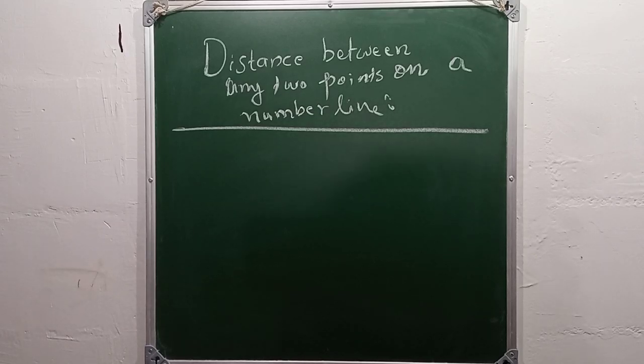This is the second part of the lesson Real Numbers, which is the 10th chapter of class 9 mathematics. Today's topic is distance between any two points on a number line.